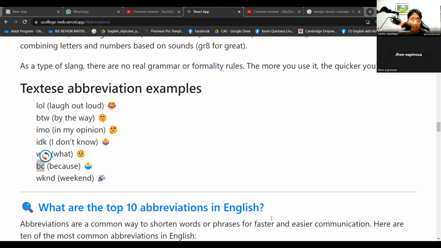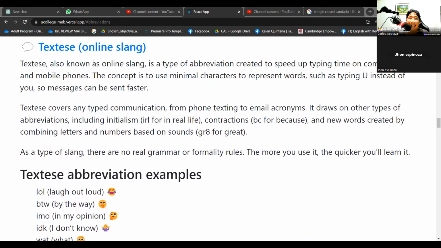Be right back. Regreso. Be right back. Or you say something like, well, what is that? I don't know. So you use abbreviations. This is what we call abbreviations or slang.